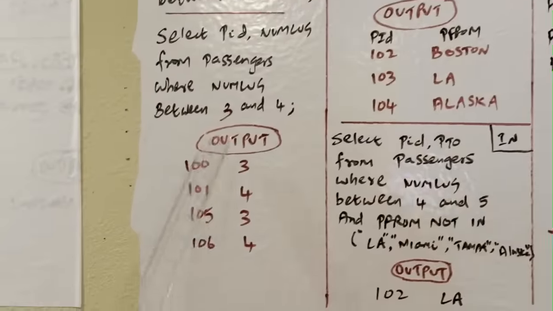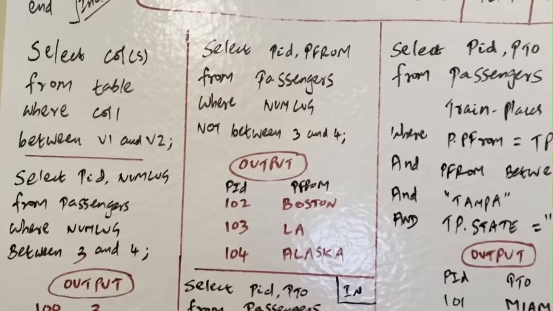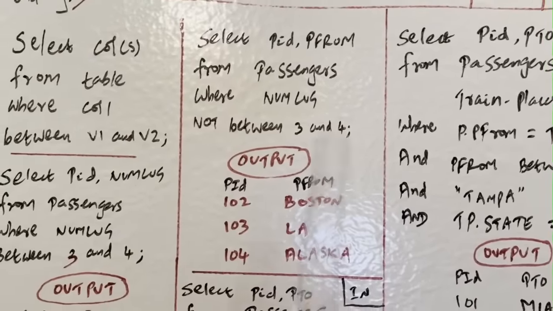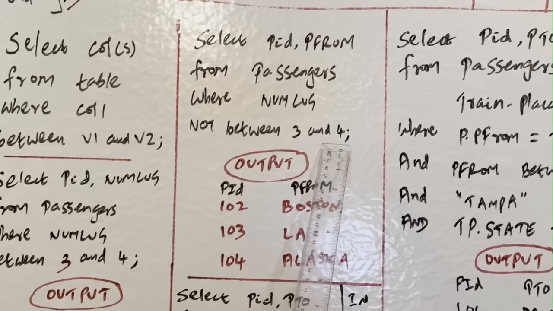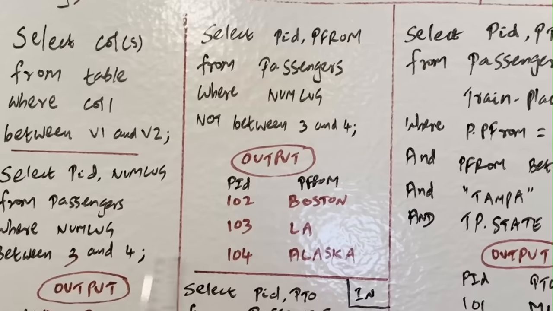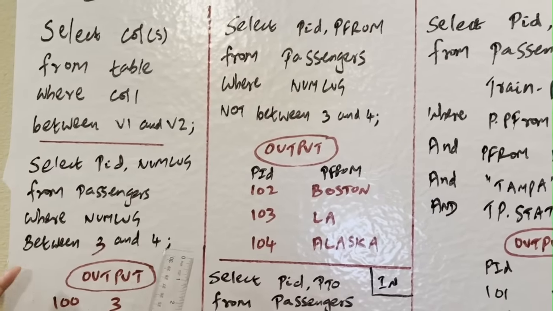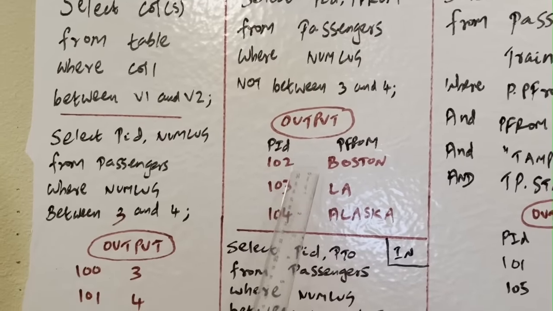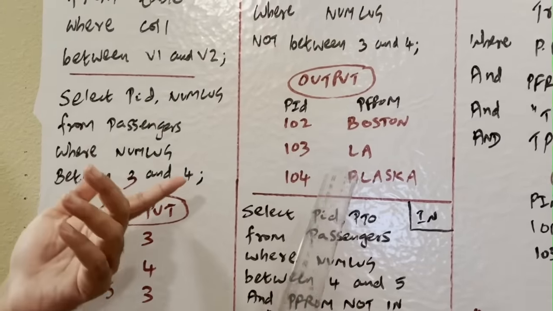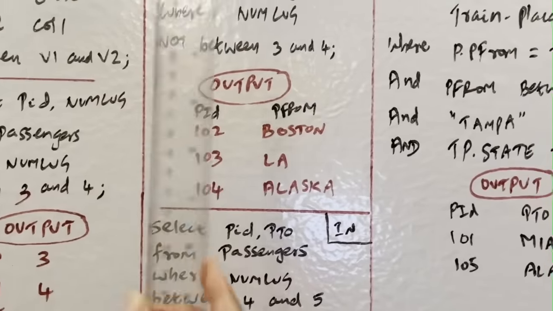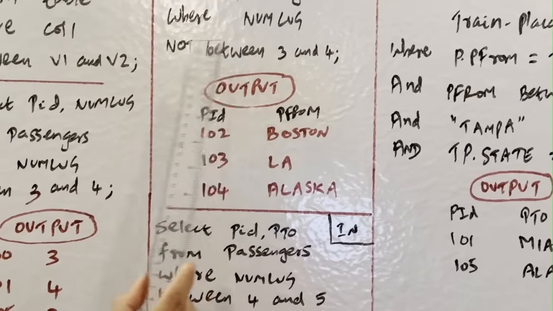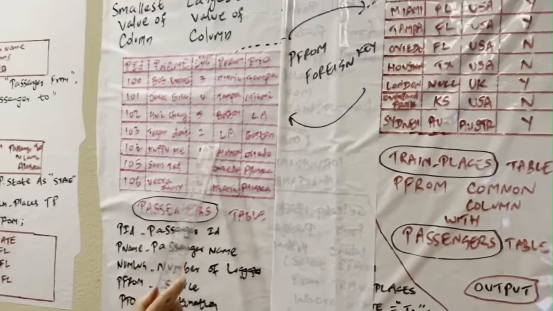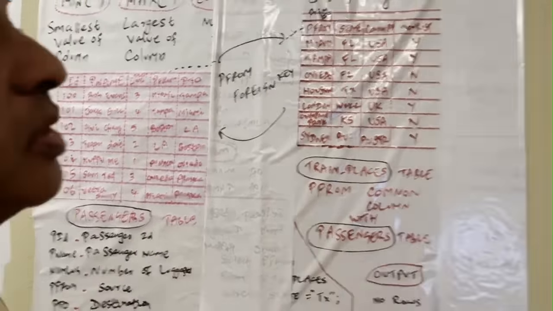Select PID from passengers. When we say between, there should be a not between clause, right? Logically. So here I am using not between 3 and 4. In a table, when I say between 3 and 4, all the records that are not here should be displayed, logically. All the remaining records will be fetched. Not between 3 and 4, just to confirm there is 5, 2, 1. So these 3 will be displayed here: 102, 103, 104. Boston, LA, Alaska.